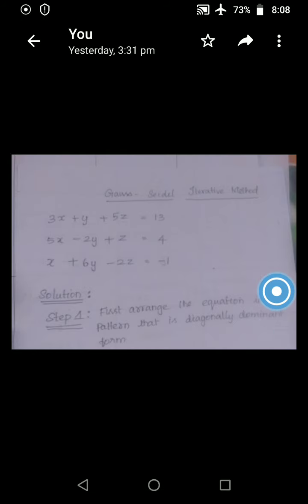The first step for the solution is to rearrange the equations in a pattern that is the diagonally dominant form. What is the diagonally dominant form here? The given equations are like a matrix, no? Apart from the equal to, the part before the equal to will be one matrix, and that matrix has the coefficients of x, y, z as its values.